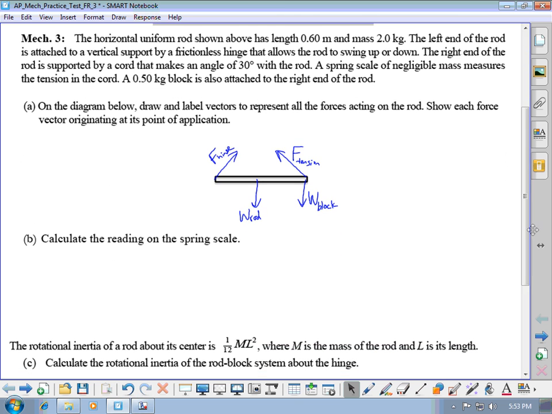Okay, part B. Calculate the reading on the spring scale. And so the reading on the spring scale is going to be the tension in the rope.